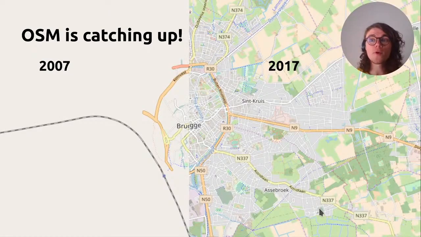So, if you have a look, this is a comparison. OpenStreetMap started in 2005. In 2007, it was still a very incomplete map, at least in Belgium. But then, 10 years later, you see that there is a huge, huge improvement. Most of the streets are there in 2017. Now we're working on adding buildings and all the other information. For cycle infrastructure, OpenStreetMap cannot be beaten.